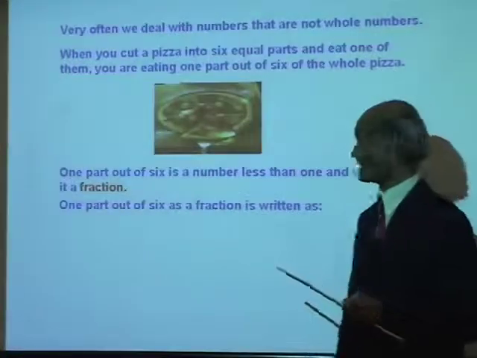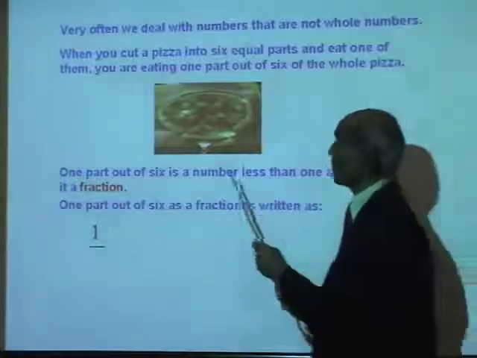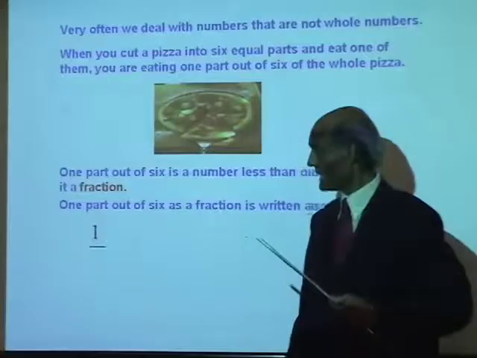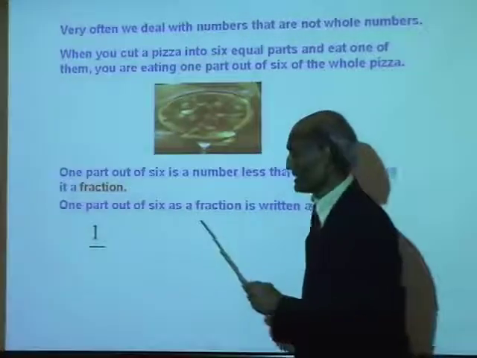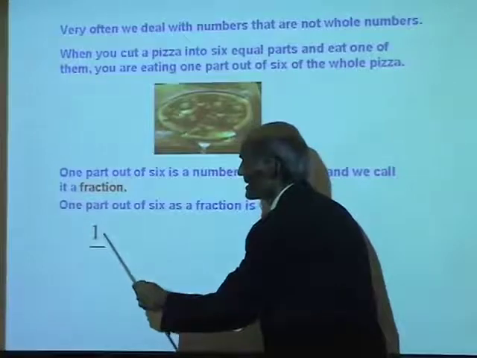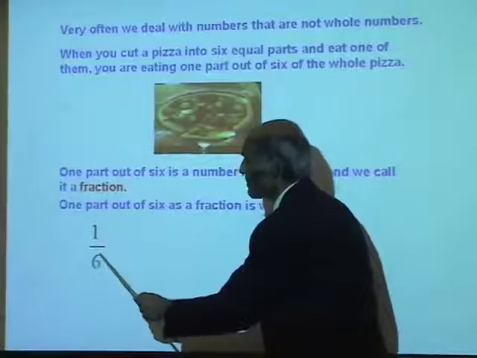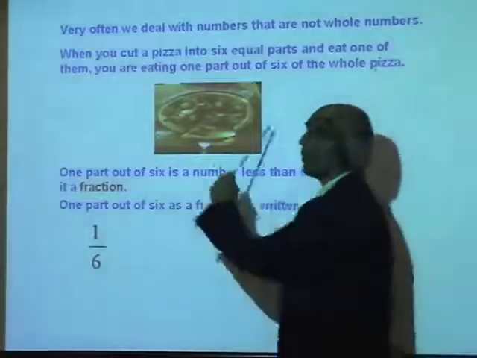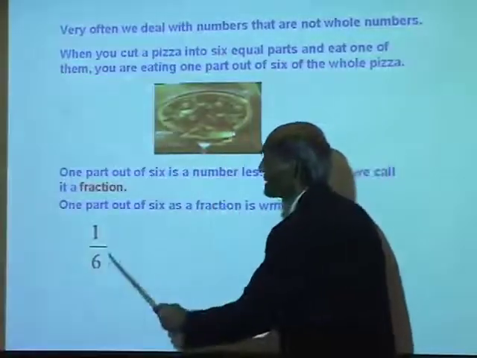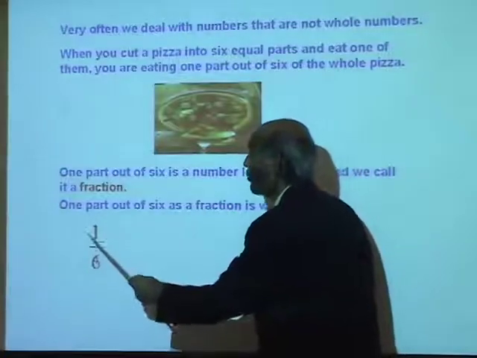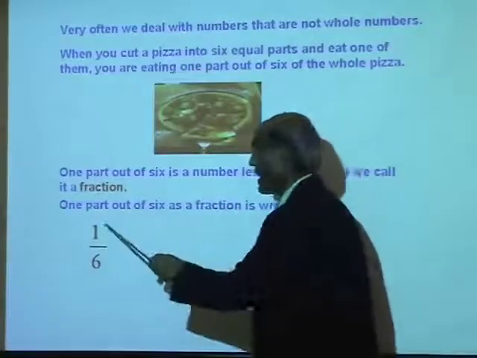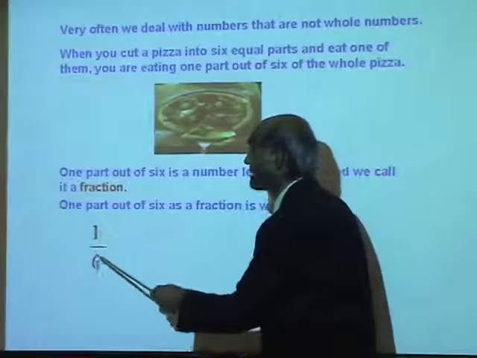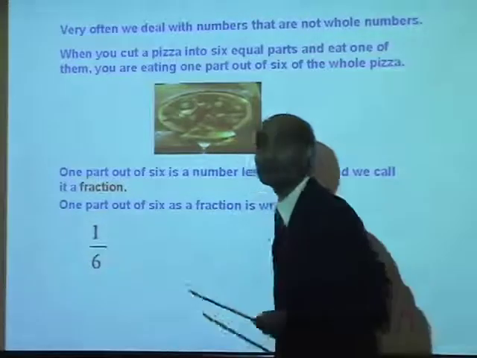And how do we write it? Look at the way we write this 1 out of 6. We write 1 and put a line there, and that is the division sign. In other words, we are saying 1 pizza is divided into how many parts? 6 parts. And you take 1 out of that. The whole pizza is divided into 6 parts, and you take 1 of those 6 parts. 1 out of 6. 1 over 6. Or 1 divided by 6. That line is the division sign.